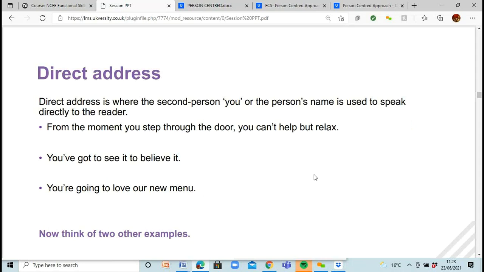Then you've got direct address. This is where a second person is spoken to, using you or the person's name. So things like, from the moment you step through the door, you can't help but relax. This could be me selling something, saying, come to my hotel and relax. Or, you've got to see it to believe it. And you're going to love our new menu. So they're talking about you. It's a second person. It's direct address. When you look at these, you think that person is talking directly to you. Has anybody got an example they can give me where you can use something like this for direct address?